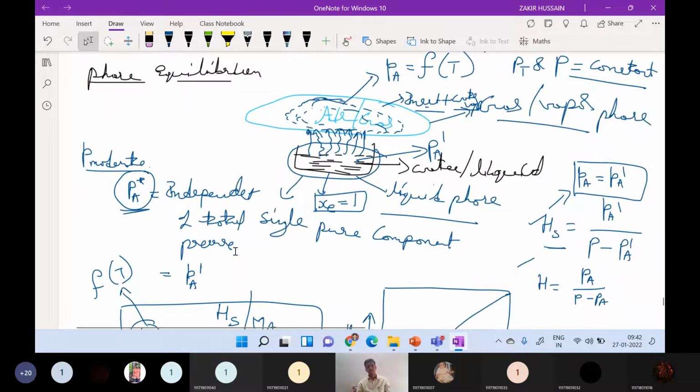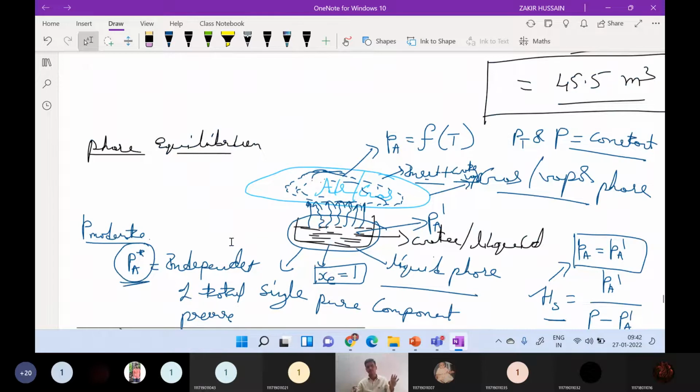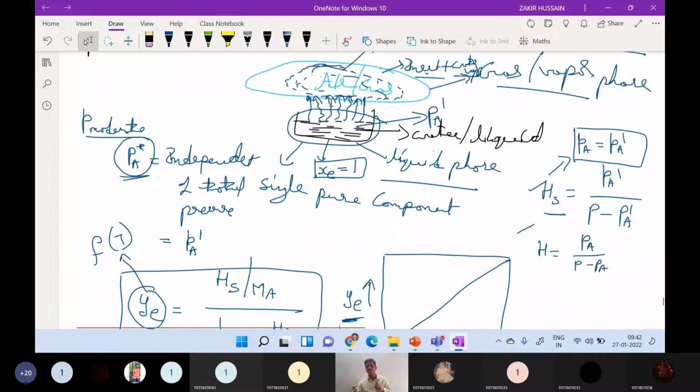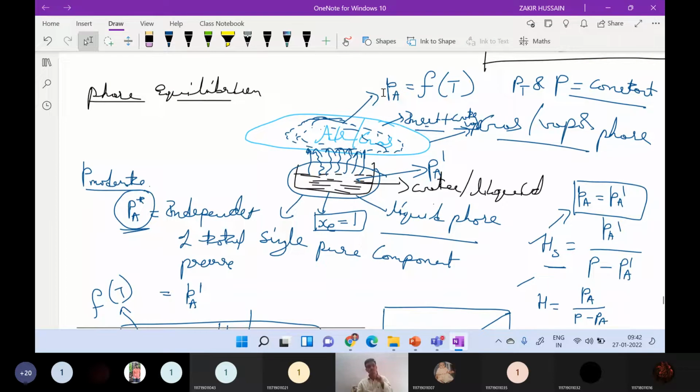This is about phase equilibrium. Phase equilibrium is nothing but whenever a single pure component is there, its equilibrium mole fraction will be equal to 1. Whenever this liquid phase is getting vaporized and solubilized into the surrounding air, its partial pressure is a unique function of temperature. Why? Because the total pressure will be held constant. Because the total pressure is constant, the partial pressure will be a function of temperature only.